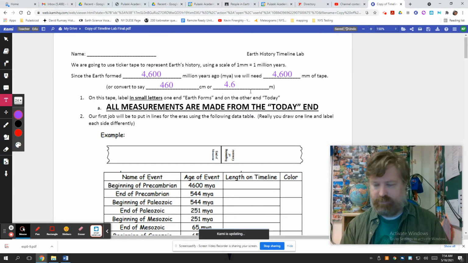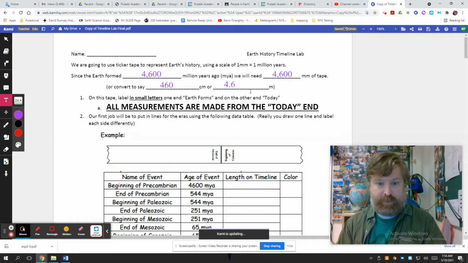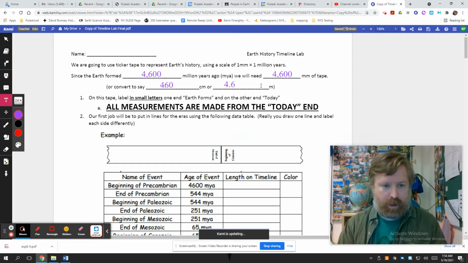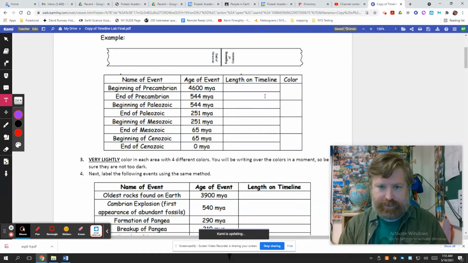What the heck? I know how to convert in metric, right? Or 4.6 meters. So that's 4.6 meters worth of tape, 1 millimeter for every million years of Earth's history. And then we did all the measurements. We did all that for you. We're not going to bother writing that or doing the colors. It doesn't really matter. I mean, you saw it in the video, right?